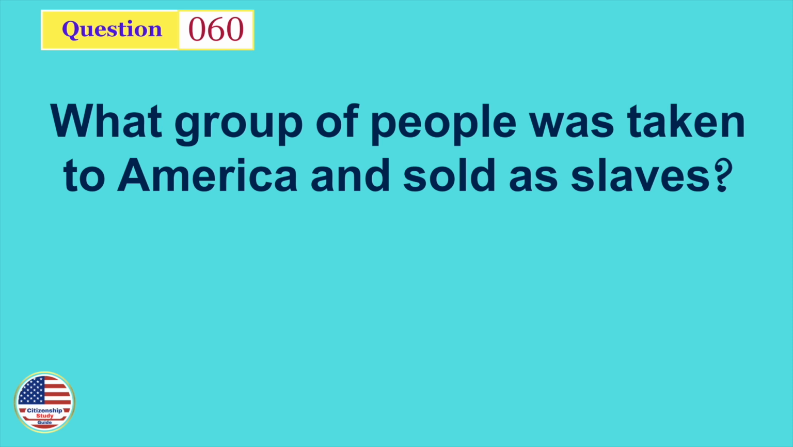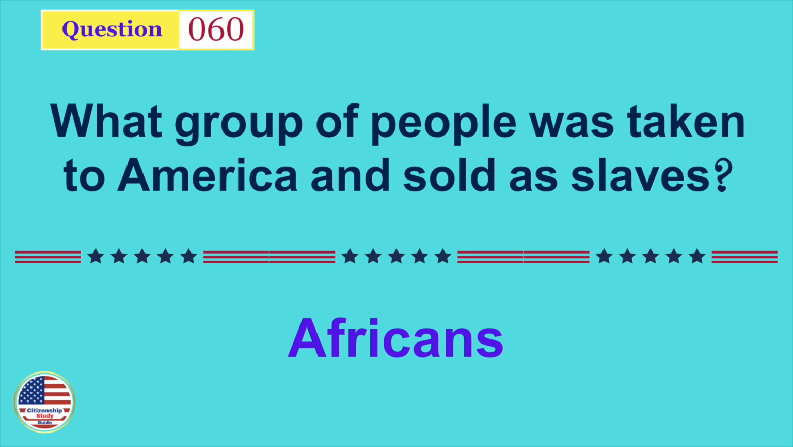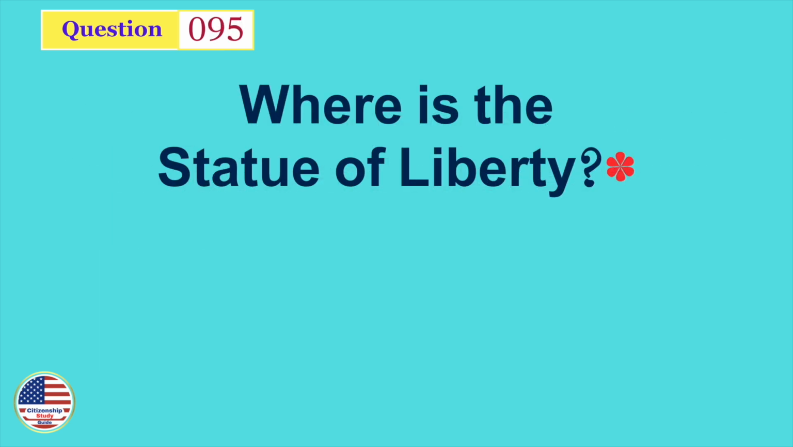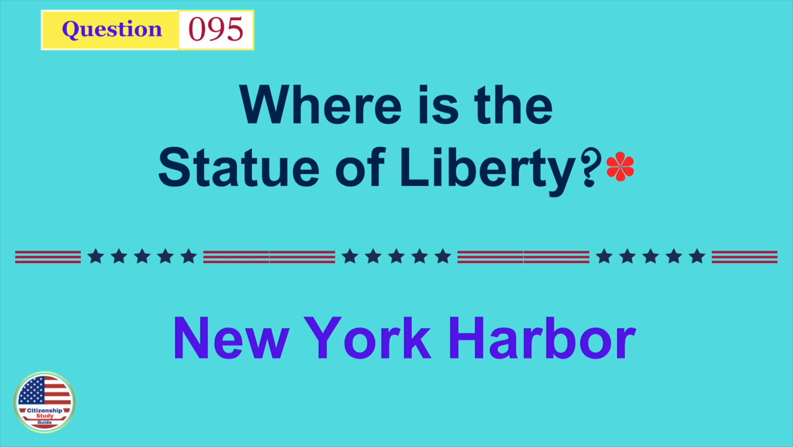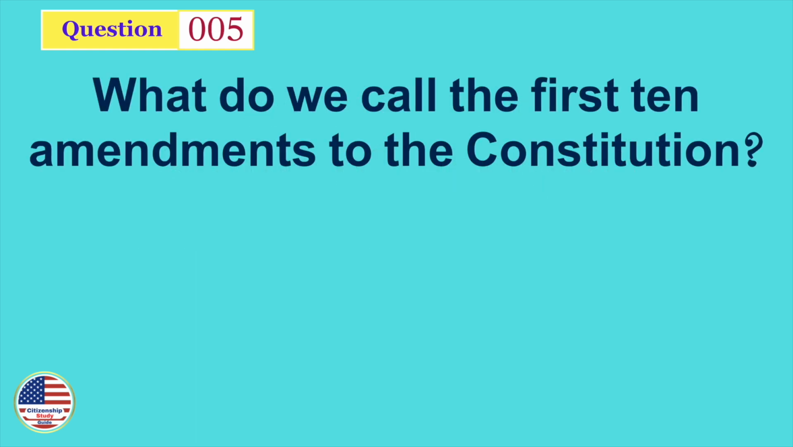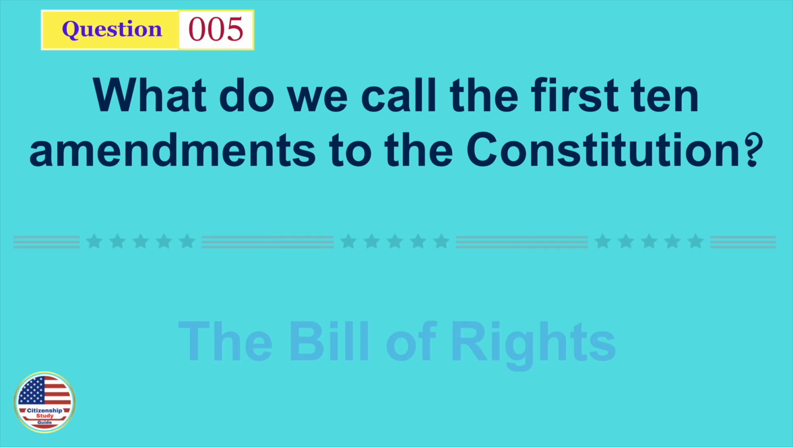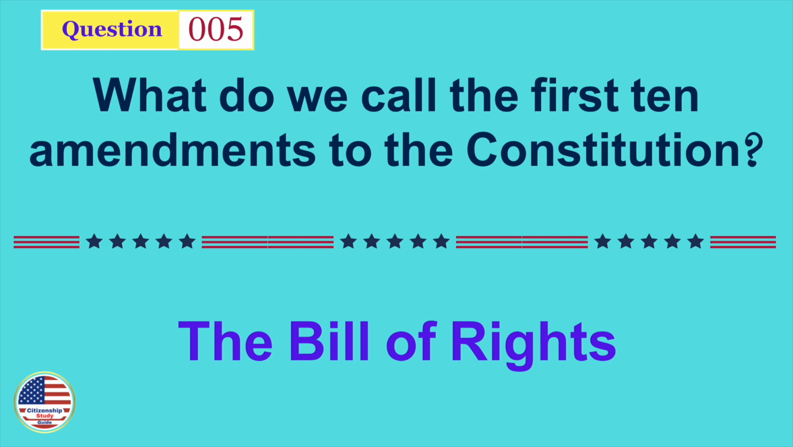What group of people was taken to America and sold as slaves? Africans. Where is the Statue of Liberty? New York Harbor. What do we call the first 10 amendments to the Constitution? The Bill of Rights.